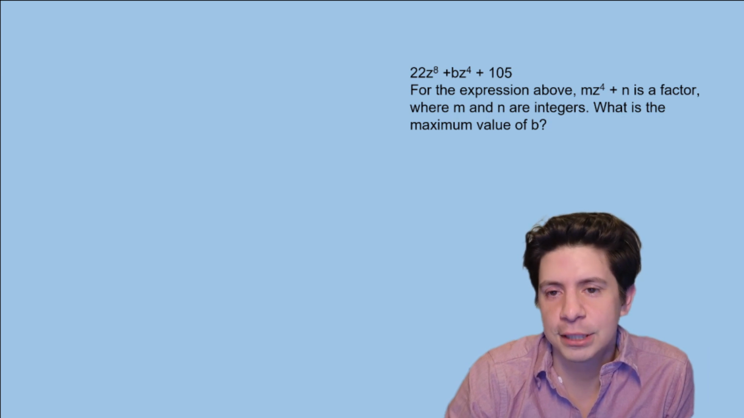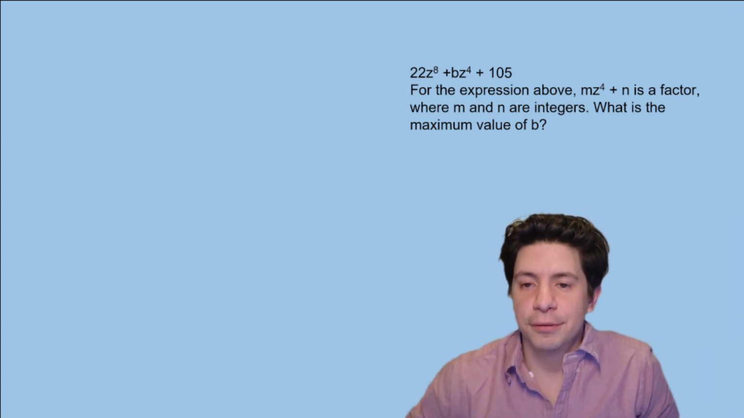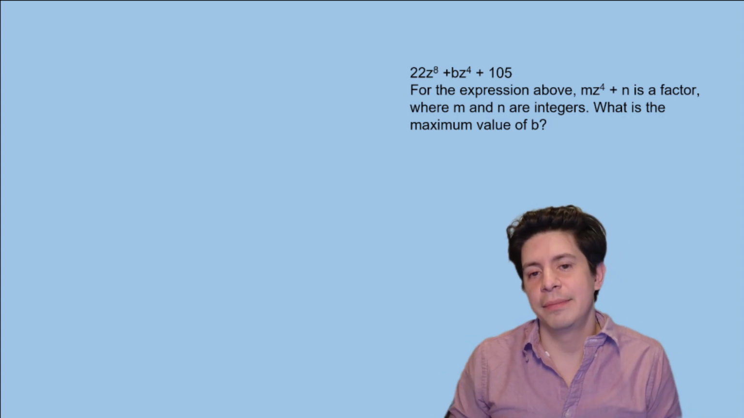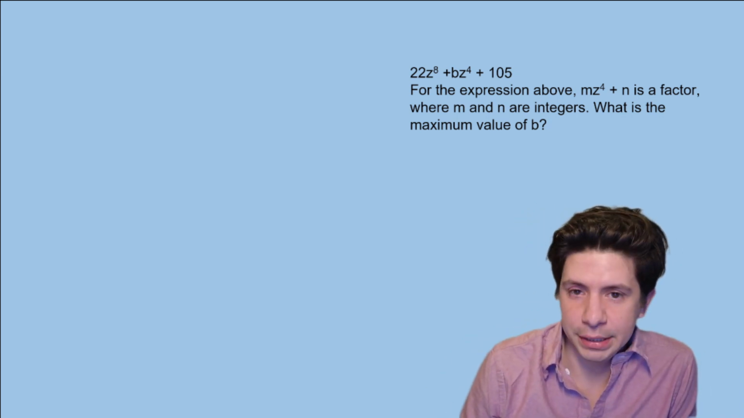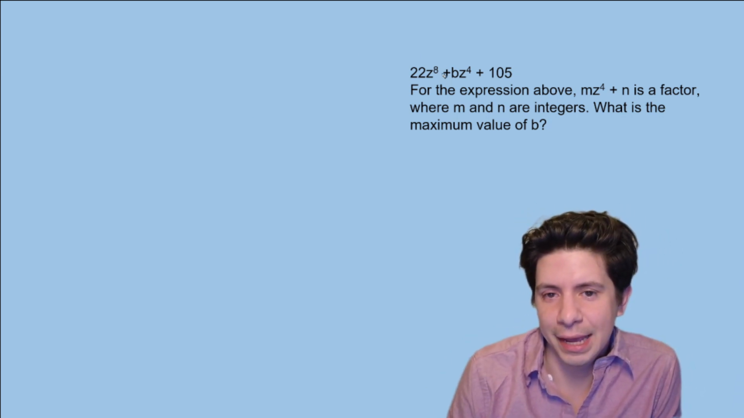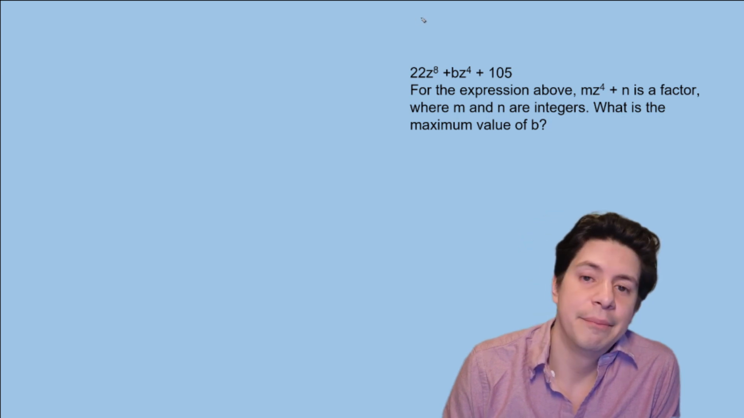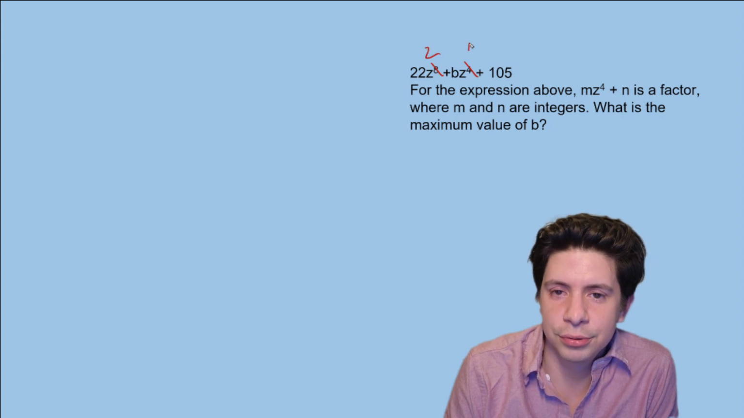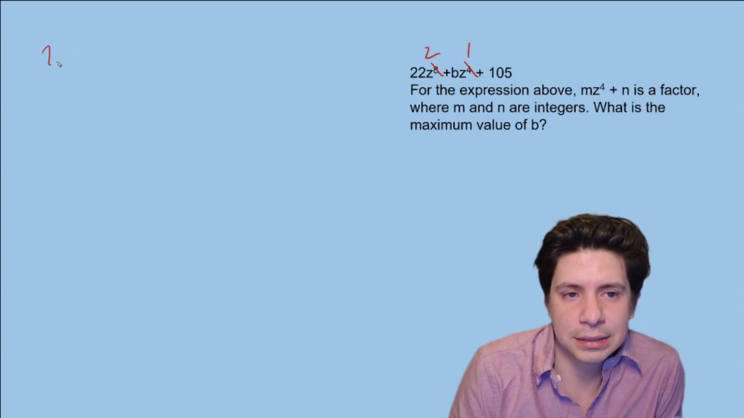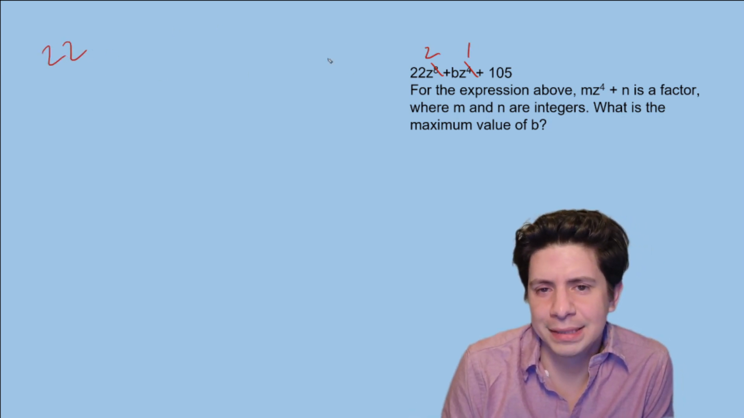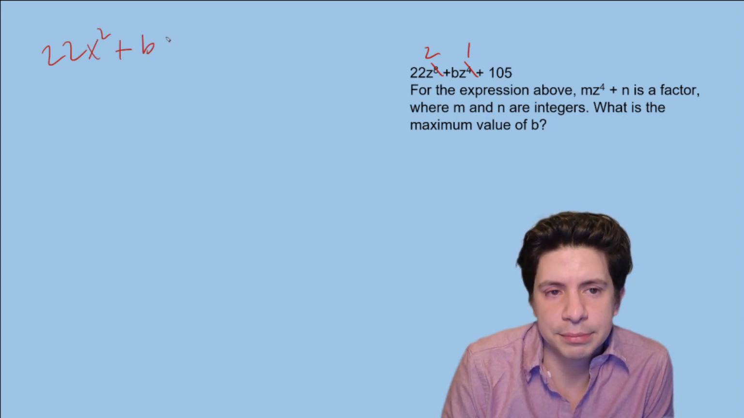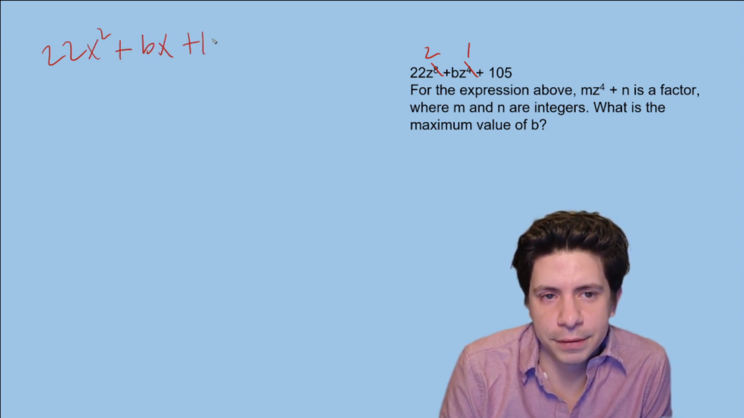Let's try it out. For the expression above, mz to the 4 plus n is a factor where m and n are integers. What is the maximum value of b? Okay, so this looks weird because it's to the 8th and to the 4th power. But because this is double this, and this one has nothing, you could think of this as squared, and this is to the 1. So 2 and 1. So let's say this is 22. And forget the z, let's just make it x because we're comfortable with that. 22x squared plus bx plus 105.